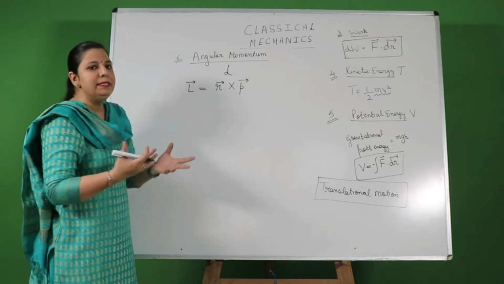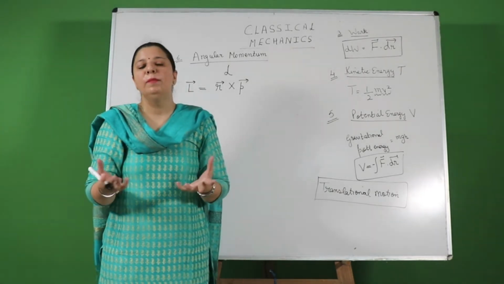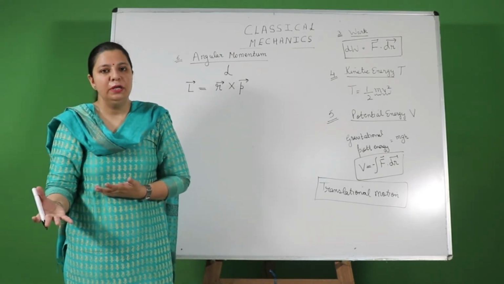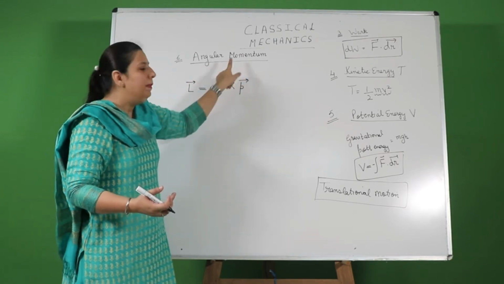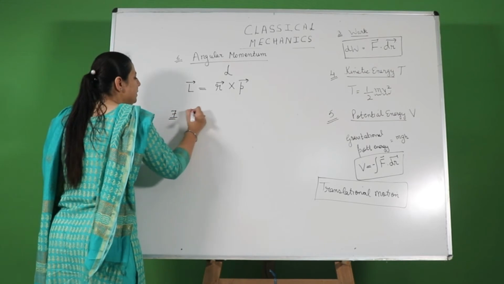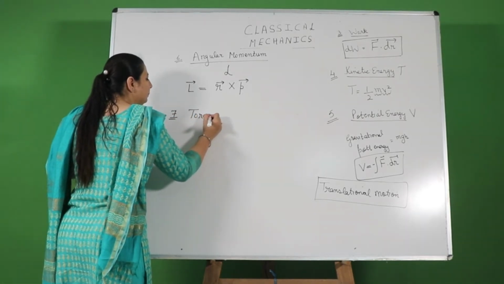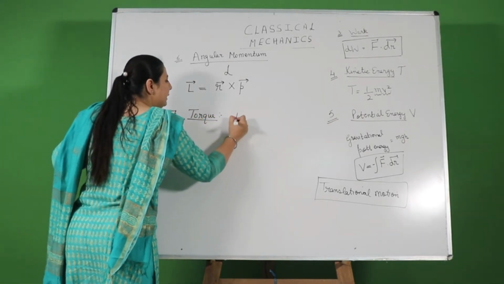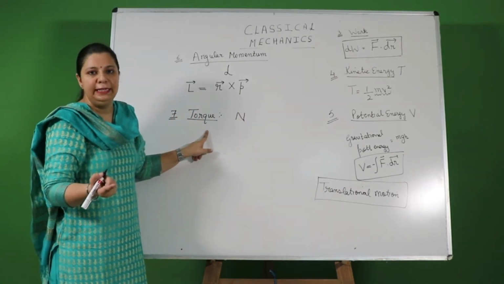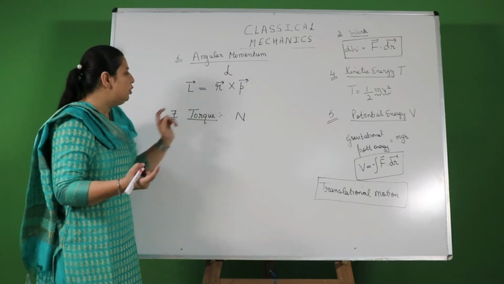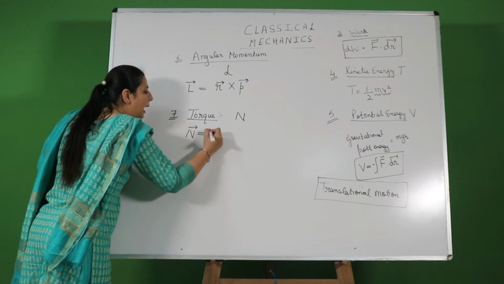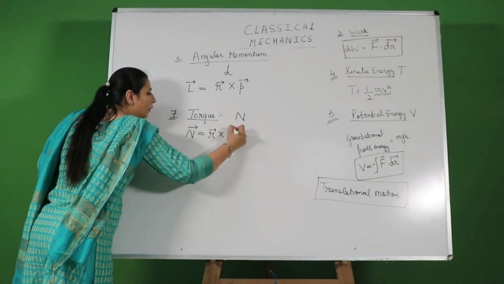So basically what is angular momentum? It is the moment of momentum, or in simple words we can say the momentum in rotational motion is angular momentum L. Then the next quantity is torque. Torque is N. It is analogous to the force in translational motion. So what is torque? Torque is defined as the moment of the force, r cross F.